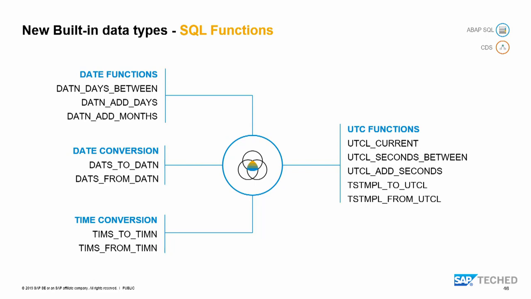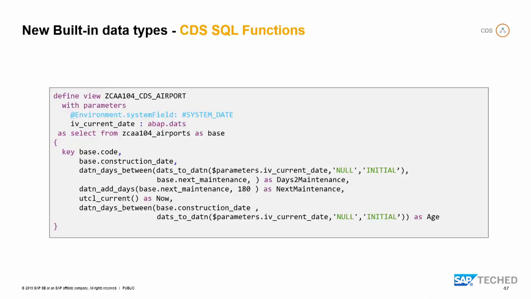And finally, the timestamp UTC functions. Here we can see the current UTC, or seconds between, add seconds, when we would like to see what is in a specific range of information, for example. Again, ABAP SQL and CDS roles.